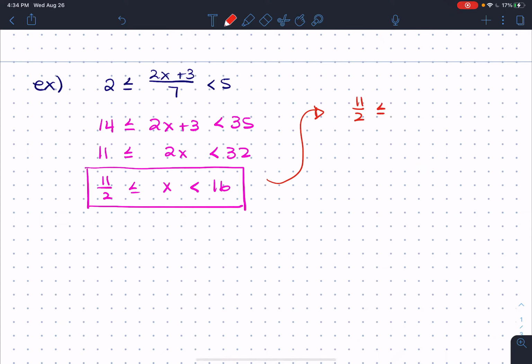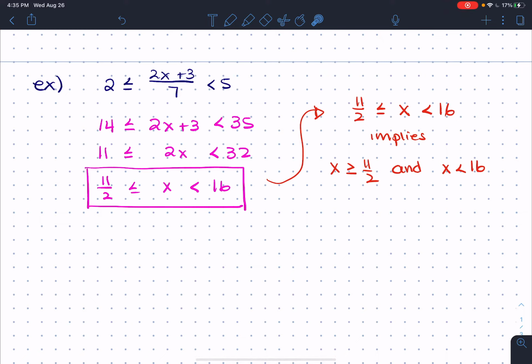11 halves is less than or equal to x is less than 16 implies that x is greater than or equal to 11 halves and x is less than 16. Whenever you have an and, you can always combine it into one compound inequality like this. This is actually considered a compound inequality too, this statement altogether. Compound inequality just means more than one inequality. So when you have it combined like this, you can always separate them if you need to, and you put a word and.